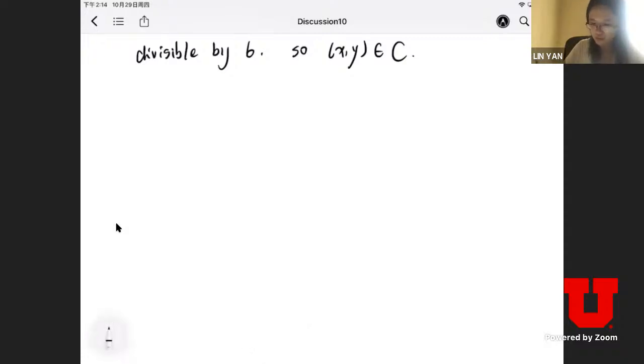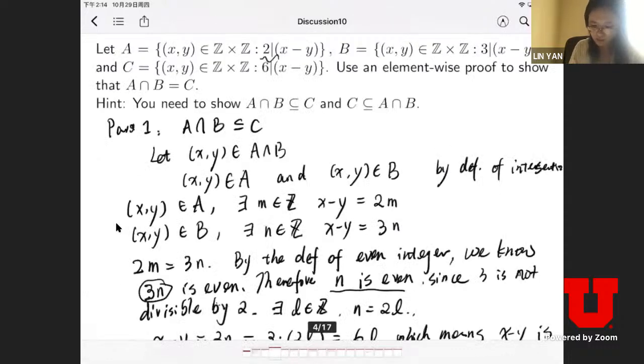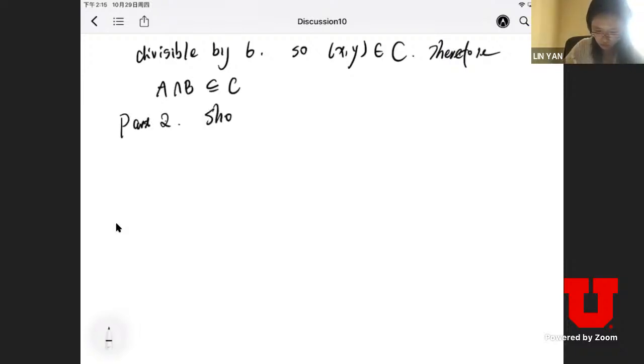Okay, we show that we pick an element from the intersection of A and B. Then this element is also an element of C. So therefore, the intersection of A and B is a subset of C. Now let's go to part 2. Show C is a subset of the intersection of A and B.